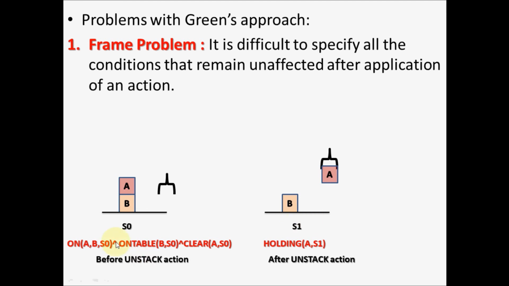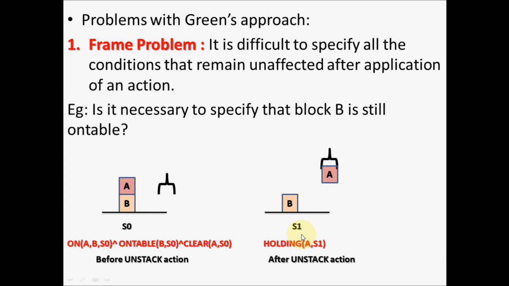It is because for a simple problem you can specify all that is happening and all that is not changing, all that will change, and so on. But for a more realistic domain where there are so many things to observe, it is not really possible to specify which are the things which have not changed in the particular picture or in the particular perception, right? So this is the frame problem. It is very difficult to specify all the conditions that remain unaffected by application of an action. So block B's position has remained unaffected, but it has not been specified here with Green's approach, right?